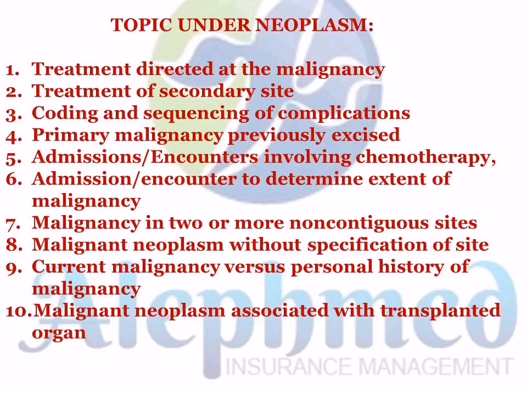And in the 7th point, we are going to discuss if malignancy is there in many stages, then the 8th, malignant neoplasm without any specific site. Then the 9th point is current malignancy versus the personal history of malignancy. And the 10th one is malignant neoplasm associated with organ transplant. So in all these cases, we will be discussing 10 different topics, what the different coding guidelines are, what we should follow while coding these particular topics.